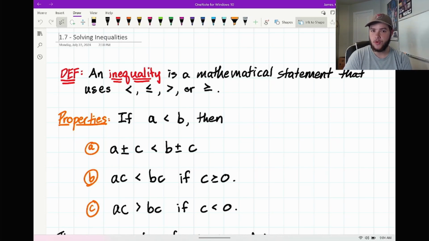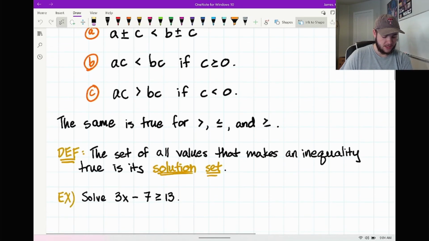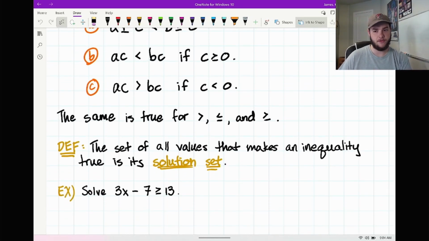I can also multiply and divide numbers on both sides with an extra step. If the number is positive, no sweat. If it's negative, I actually have to flip the inequality around. Notice in part B, the number I'm multiplying both sides by is positive, so I don't mess with the sign. But in property C, when C is negative, then I have to flip the sign around. This is true for all of the inequalities, by the way. This isn't an exclusive property to less than.